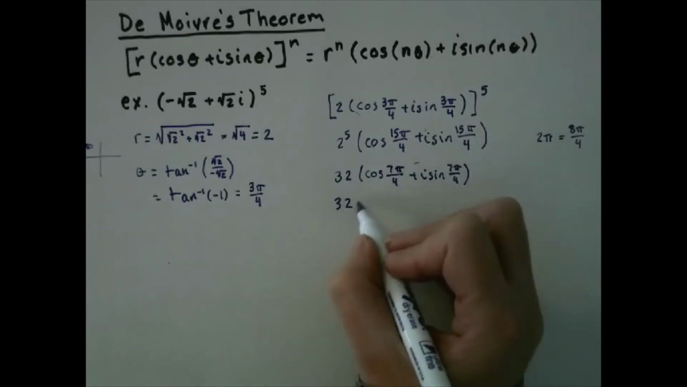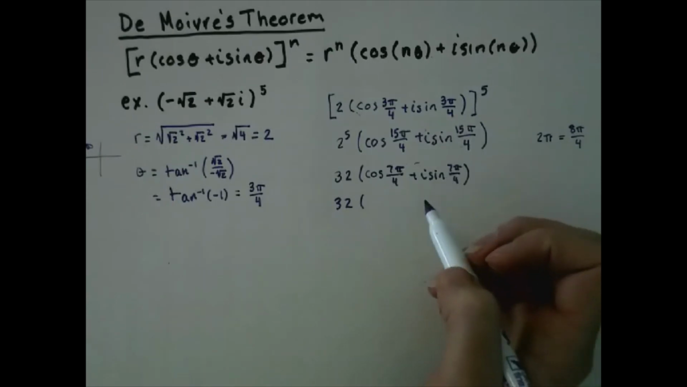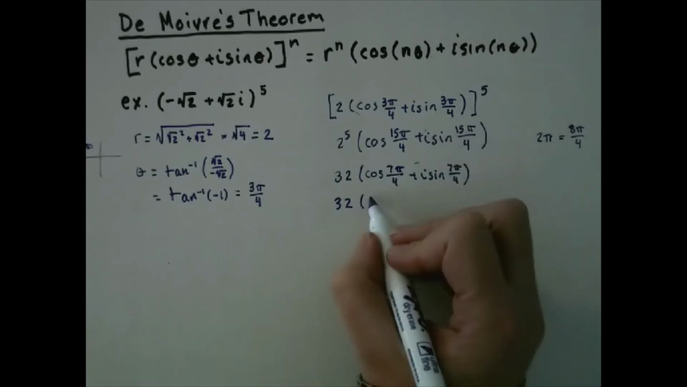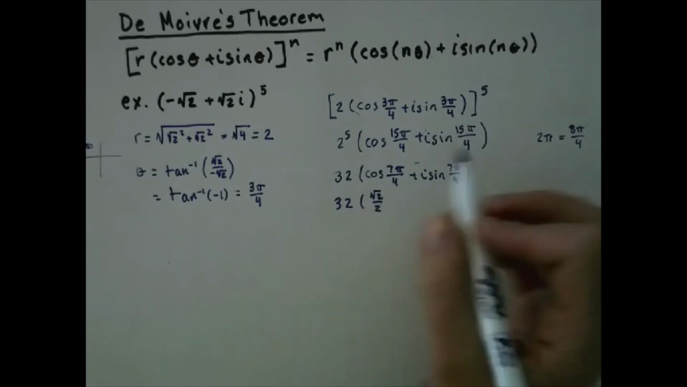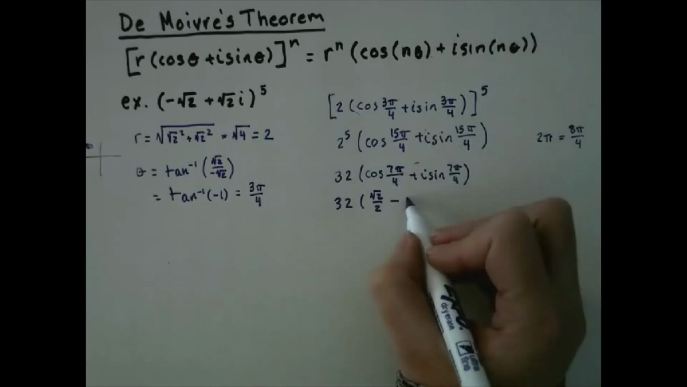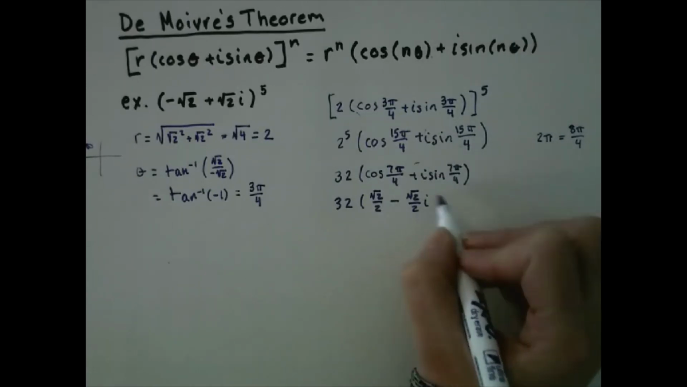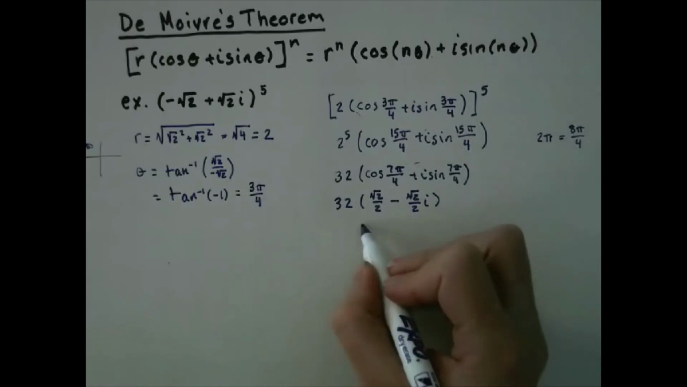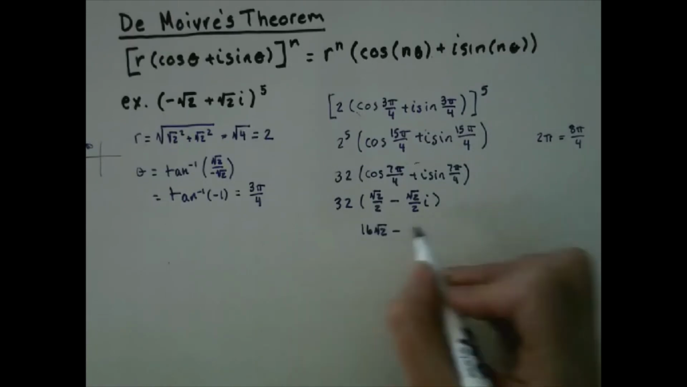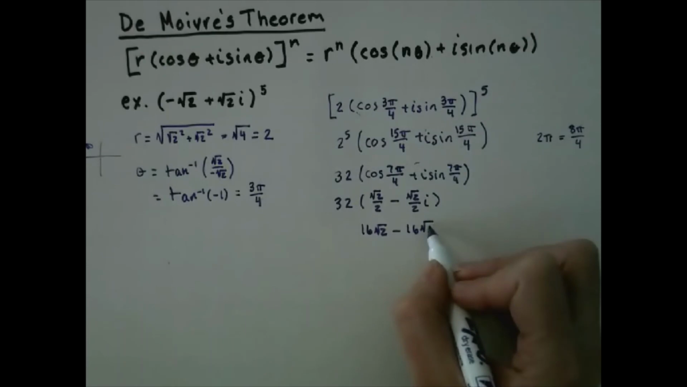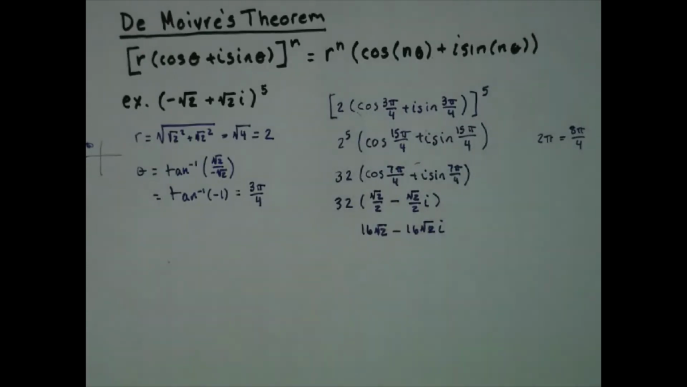And then unit circle. So cosine 7 pi over 4 is a positive root 2 over 2. Sine is going to be a negative root 2 over 2. And then distribute. So our final answer is going to be 16 root 2 minus 16 root 2i.